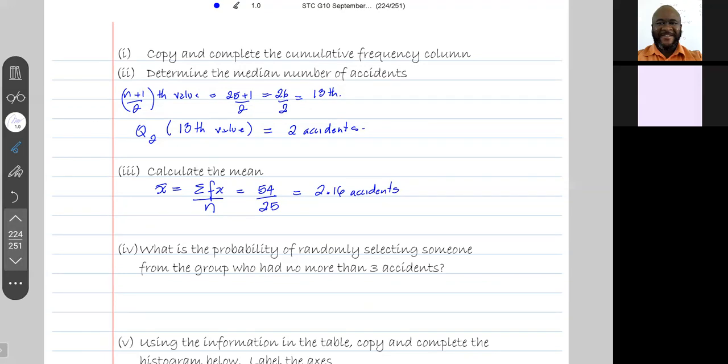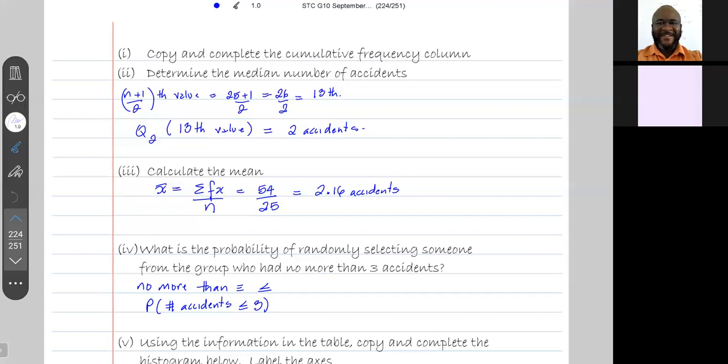What is the probability of randomly selecting someone from the group who had no more than 3 accidents? Guys, no more than is an inequality term, and it means less than or equal to. So we want the probability that the number of accidents is less than or equal to 3.